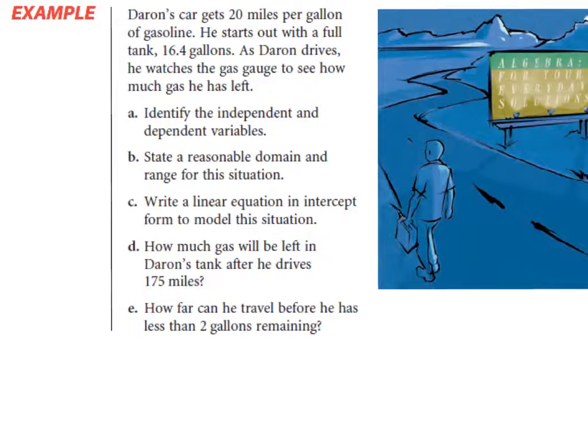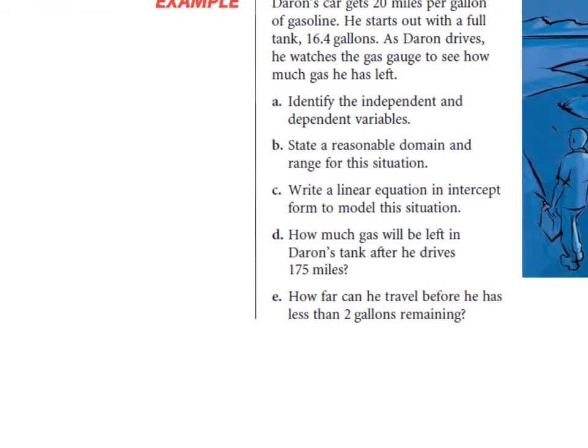So that means that X is going to be our miles driven. And whenever you are defining independent and dependent variables, you always want to include units. So our Y is gallons of gas remaining in tank.